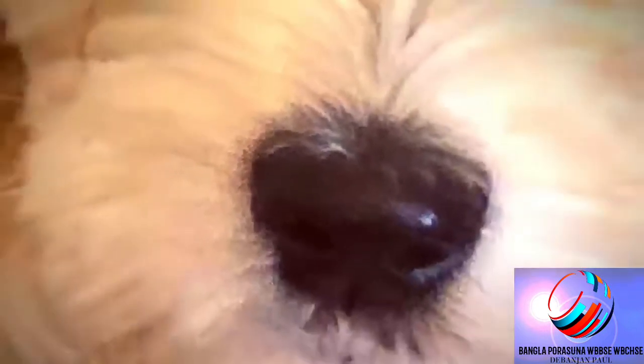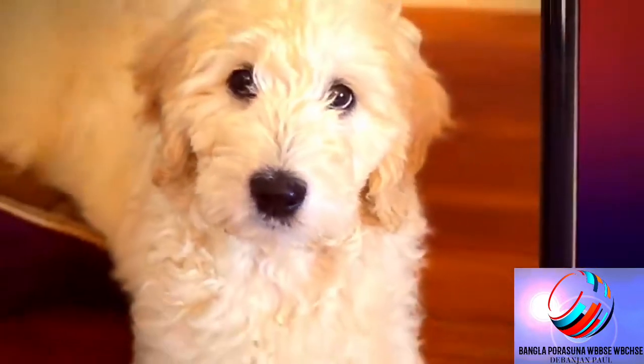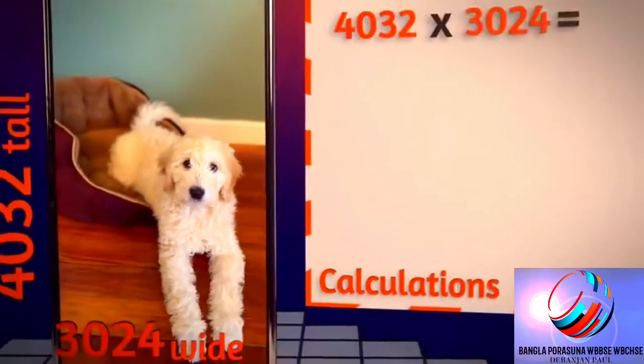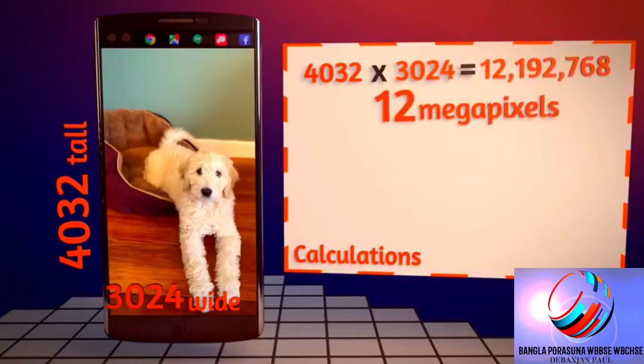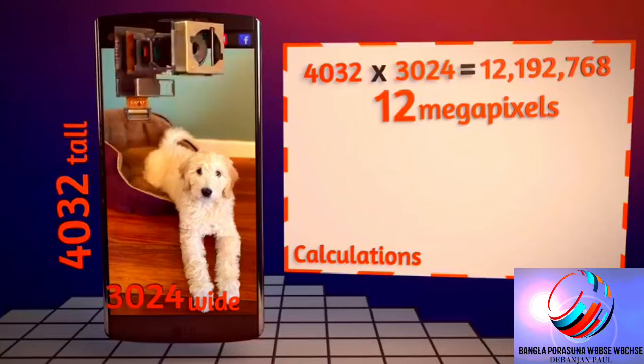First, we're going to zoom out to see the full picture, which is 3024 pixels wide and 4,032 pixels tall, which is a total of around 12 million pixels, or 12 megapixels, which relates to the resolution of the 12 megapixel camera on my smartphone.